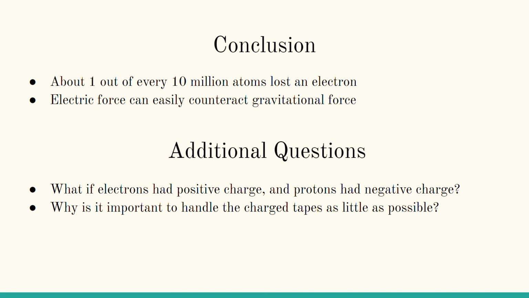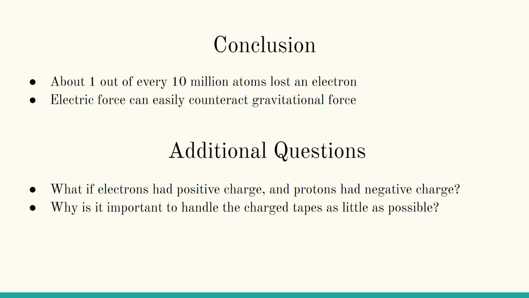So in conclusion, we saw that about 1 out of every 10 million atoms lost an electron, which is a fairly small number. But just by 1 out of 10 million atoms losing an electron, we saw that it was able to counteract the gravitational force, meaning that the electric force can easily counteract gravitational force as it is much, much stronger. Some additional questions to answer are, what if electrons had positive charge while protons had negative charge?